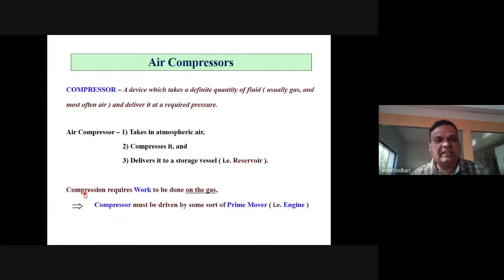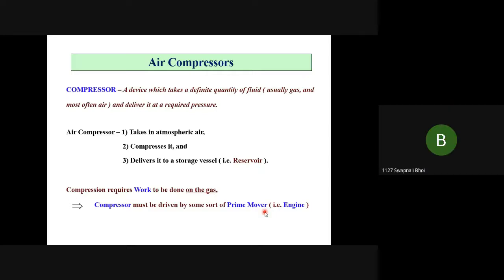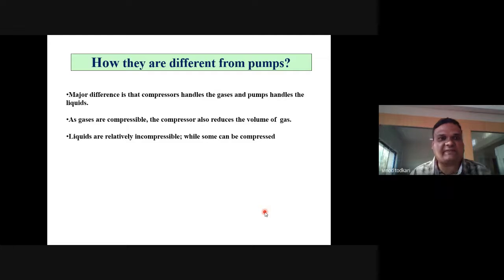Now see, in compression, work is done on the gas, right? Compression is done by a prime mover. A compressor is an energy absorbing device. Tell me whether a compressor is an energy absorbing device or an energy producing device. Energy absorbing device. Very good.